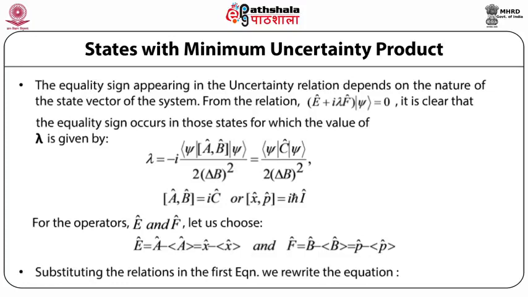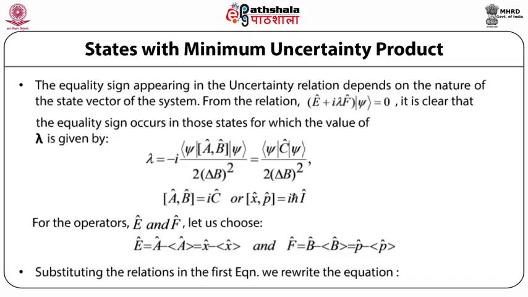where the commutator of operator A and operator B is equal to iota times operator C. For the more specific case, considering the position and the momentum operators, the commutator of the position operator x and the momentum operator p turns out to be equal to iota times h cross times operator I, that is the identity operator or the unit operator.